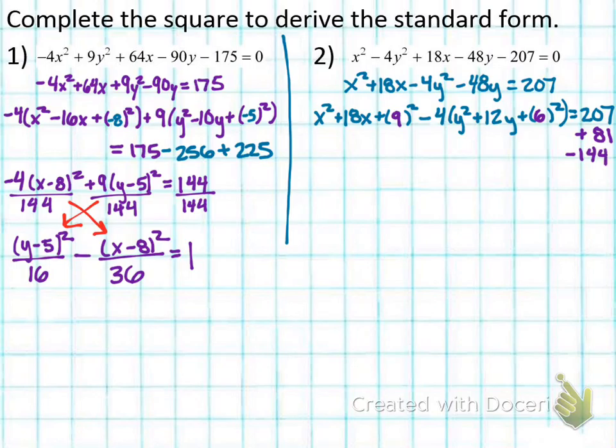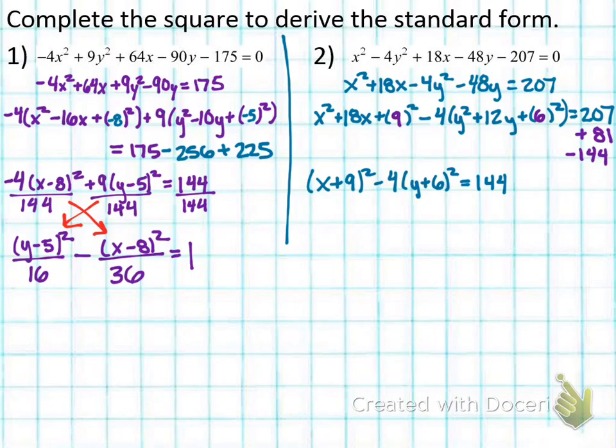So my right side is going to be these 3 numbers added. Put that together. Then on the left, I can factor these. This is just x plus 9 squared minus 4 times y plus 6 squared. And if I add those, I get 144. So this is 288 minus 144, so I just get 144. I already have the minus sign in the middle, so that's good. I don't have to flip these then.